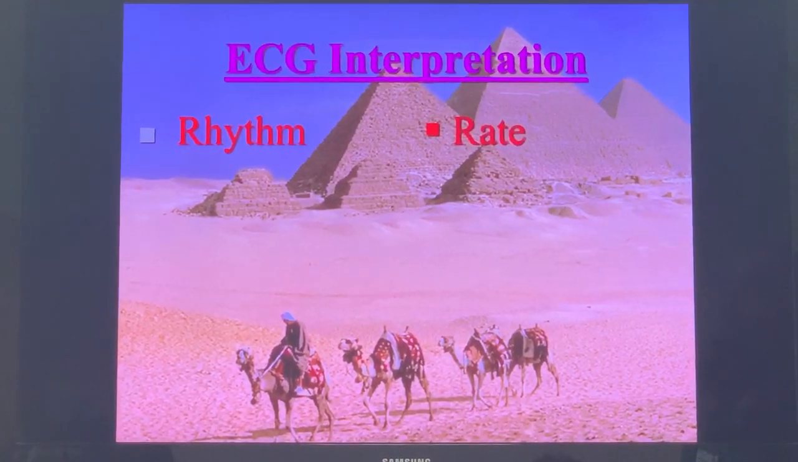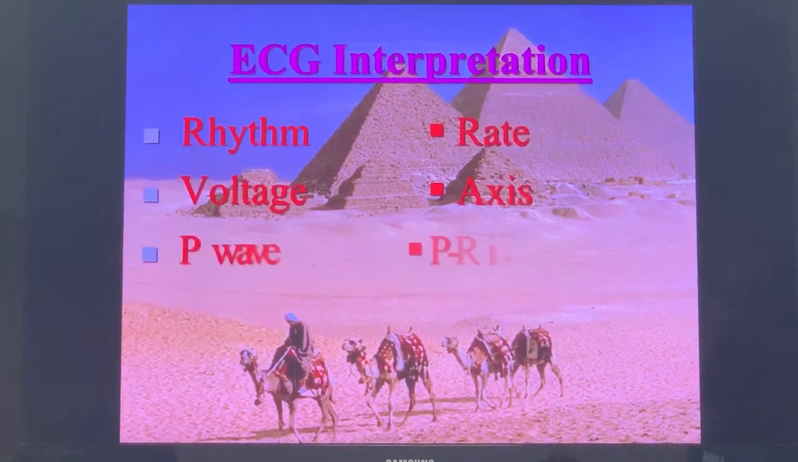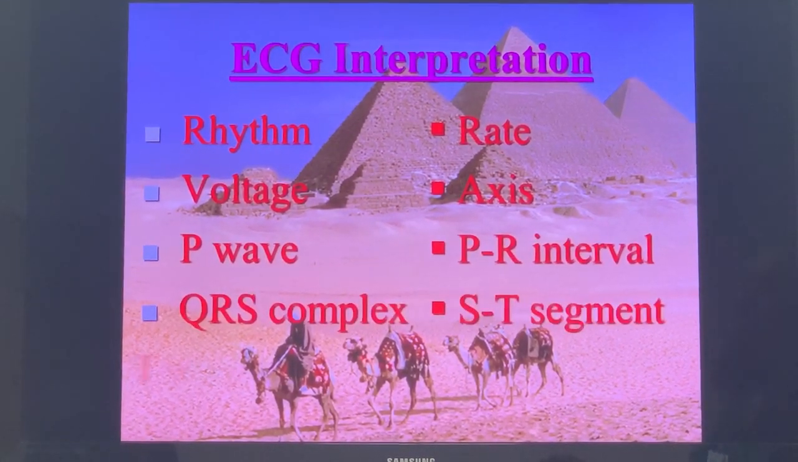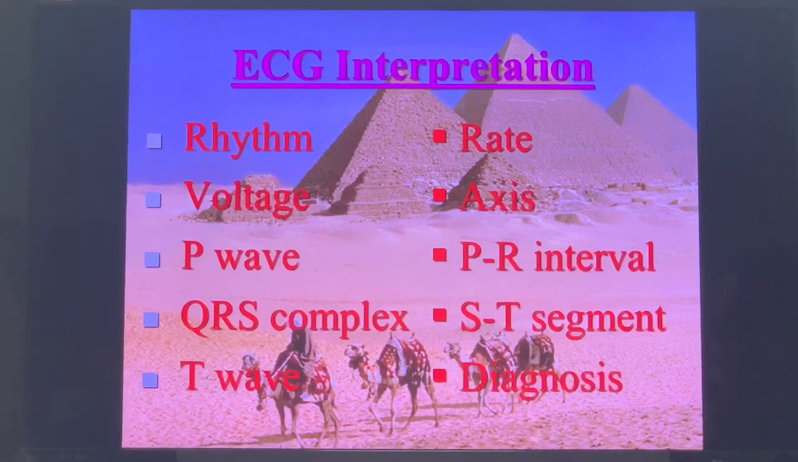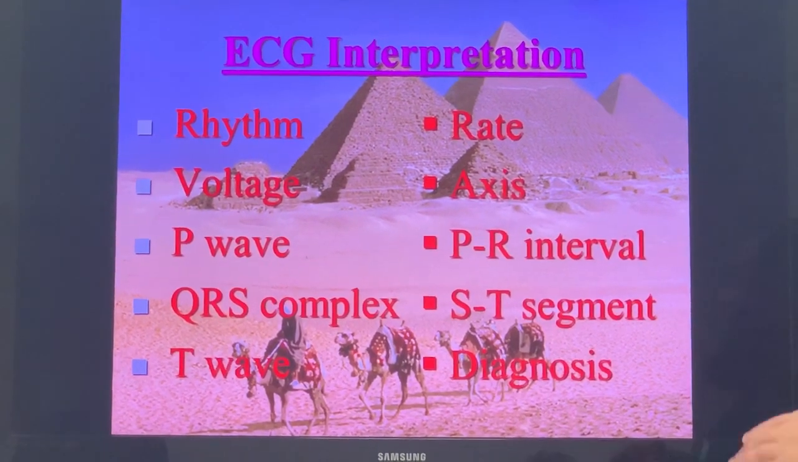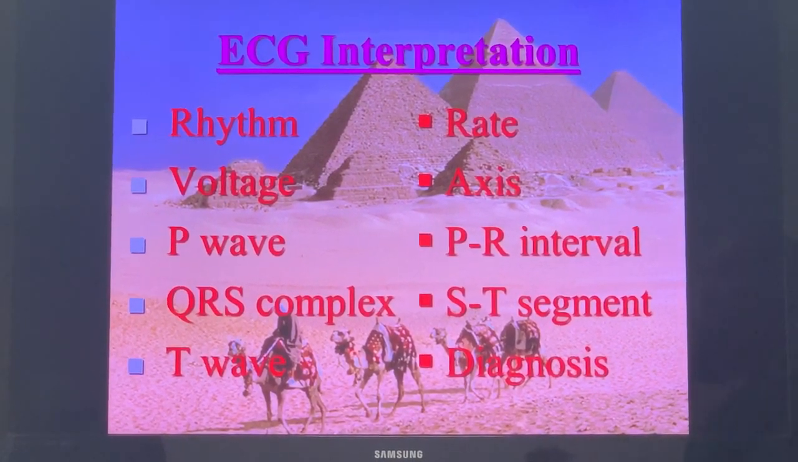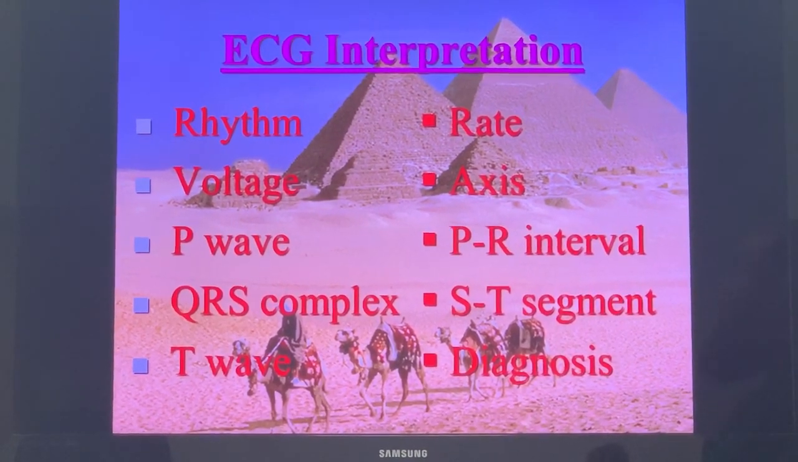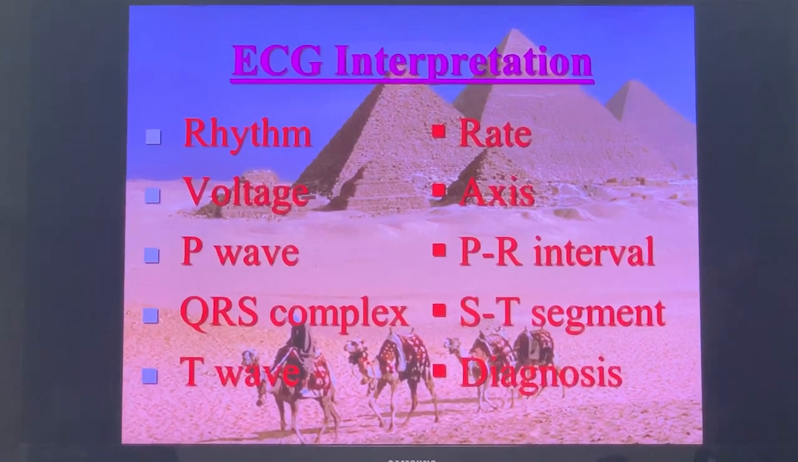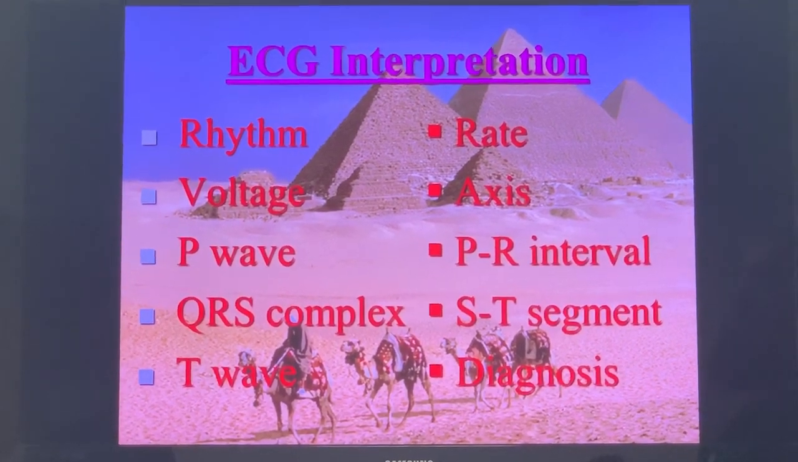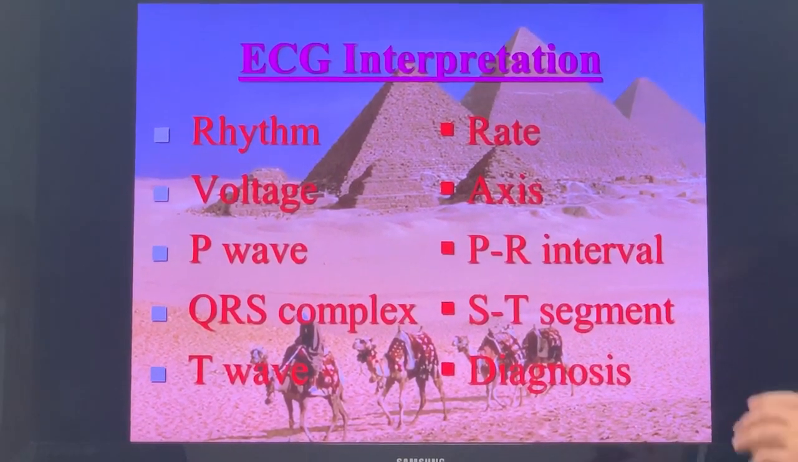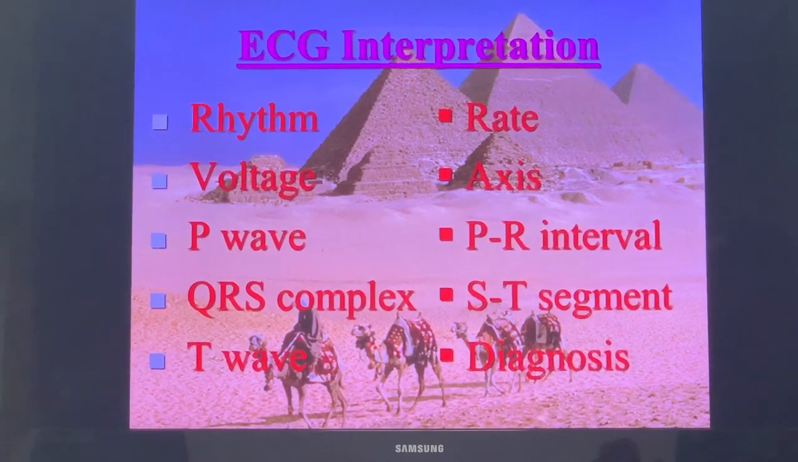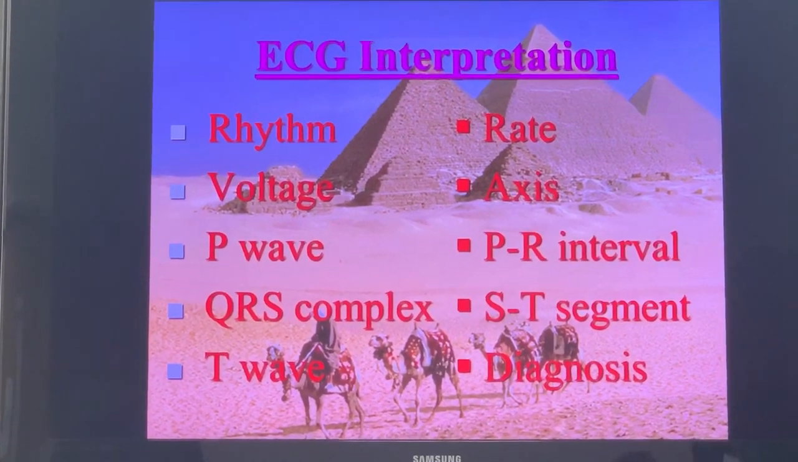Okay. To interpret any ECG, we need to go through all of these items to avoid missing any. So, rhythm, is it regular or not? The rate, how to calculate, voltage, axis, comment about the P wave, the PR interval, the QRS complex, the ST segment, and the T wave. Finally, you end up with some diagnosis. Okay?